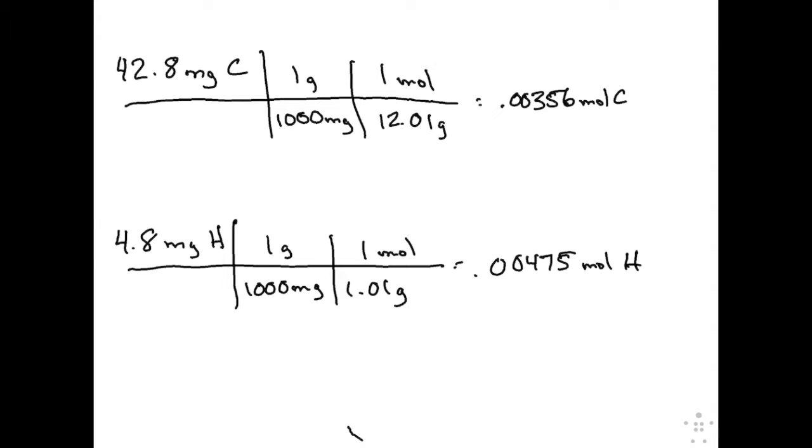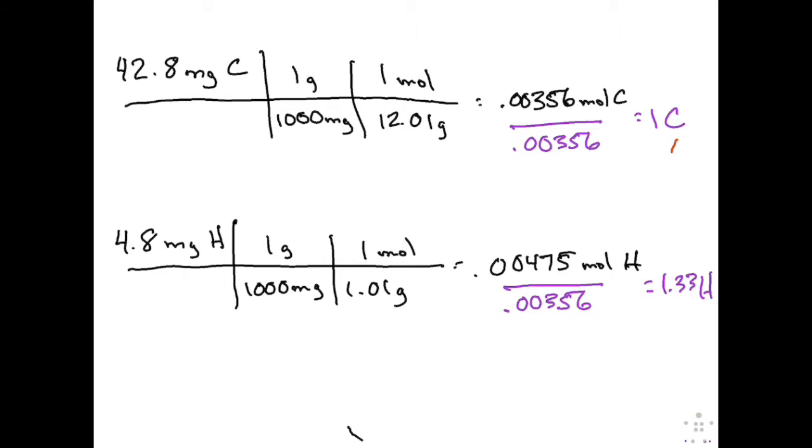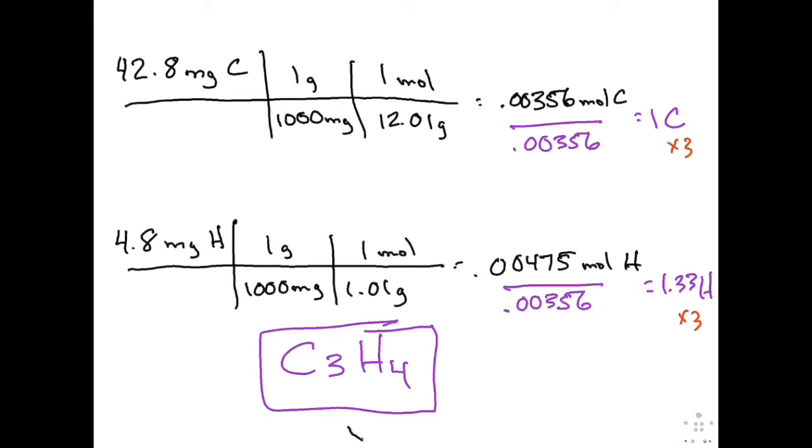Now from here, we're just going through empirical formula steps. We're going to divide both of these by the smaller of our 2 answers, which is 0.00356. And that's going to give us 1 carbon and 1.33 hydrogens. Now we don't want that. We need to get those both to whole numbers. To get these both to whole numbers, I can multiply both of these by 3. And doing so is going to give us the answer to this question, which is C3H4. Now again, that's just the first part of the question.